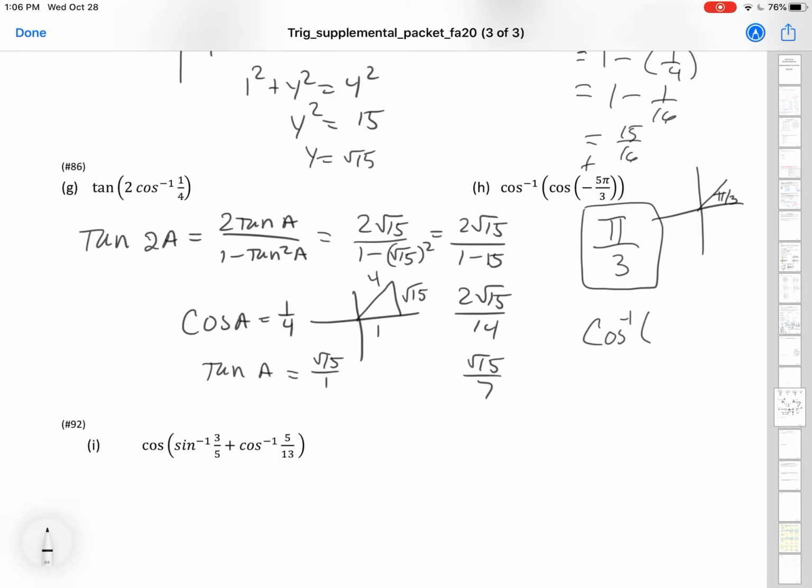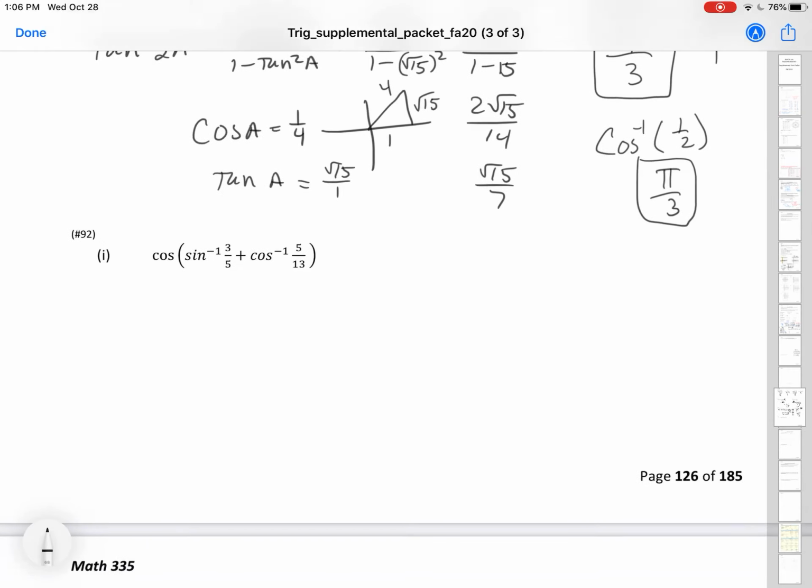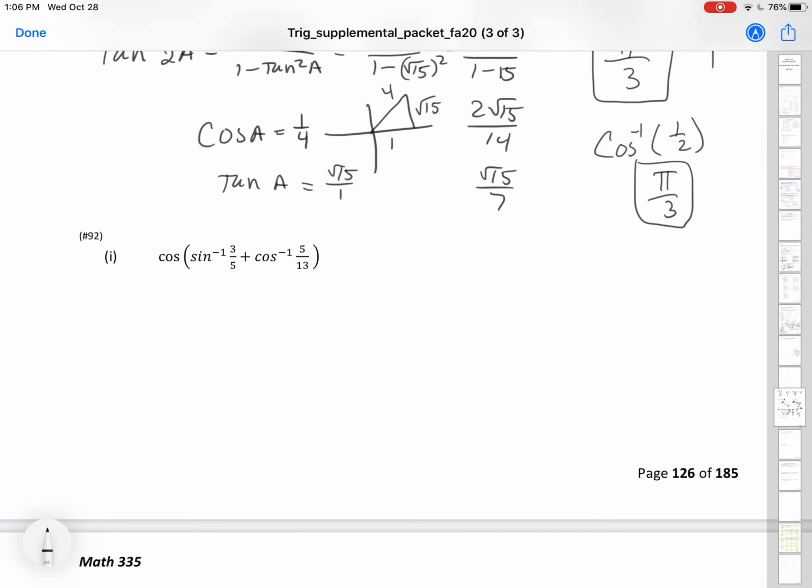Cosine of negative 5 pi over 3 from chapter 2 is going to be the cosine of pi over 3, because it's that reference angle, which is 1/2. The cosine inverse of 1/2 is the first quadrant angle, pi over 3. The last one on this page, and then we'll break the video up again.